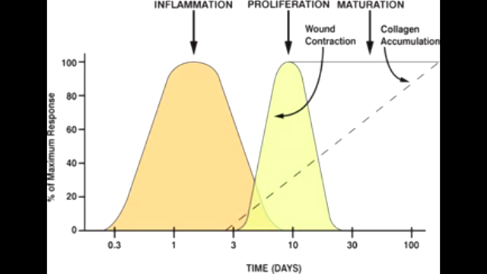Describe what all occurs in the remodeling phase of wound healing. In the remodeling phase, type 3 collagen is replaced by type 1 collagen, and there will be an increase in tensile strength of the tissue.